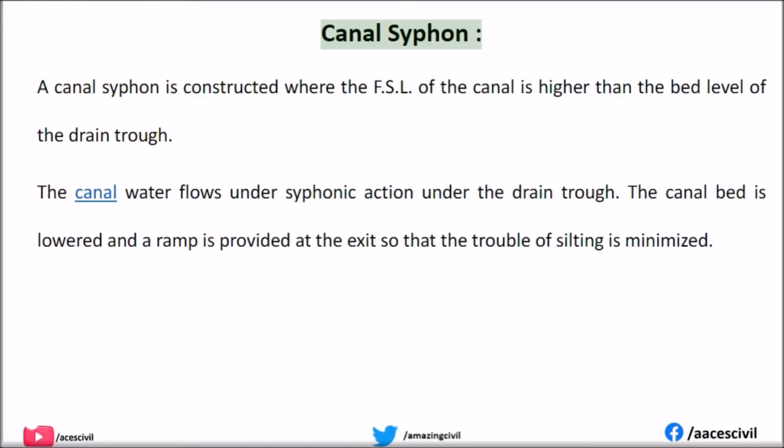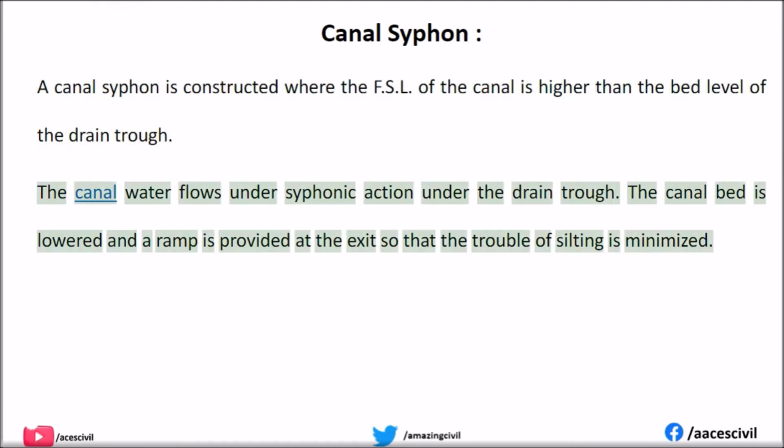Canal siphon. A canal siphon is constructed where the FSL of the canal is higher than the bed level of the drain trough. The canal water flows under siphonic action under the drain trough. The canal bed is lowered and an air ramp is provided at the exit so that the trouble of silting is minimized.